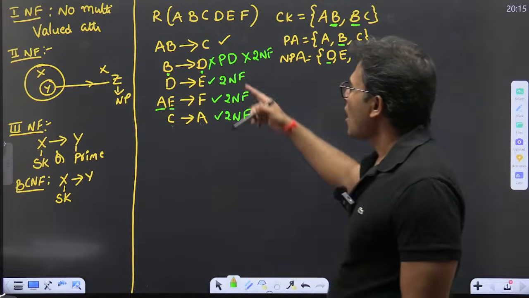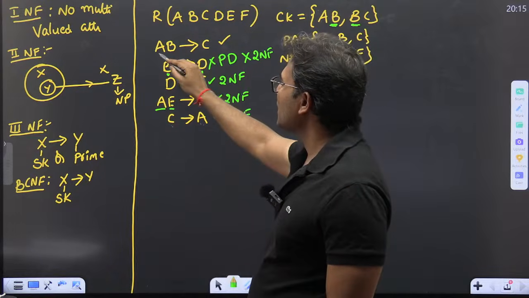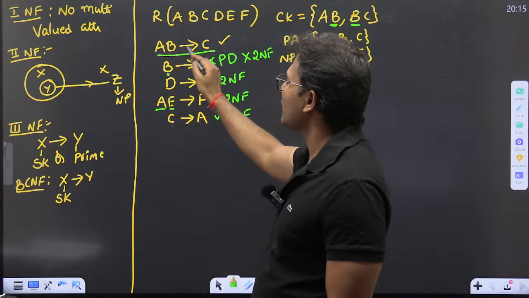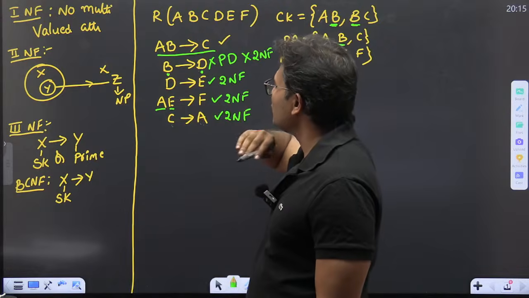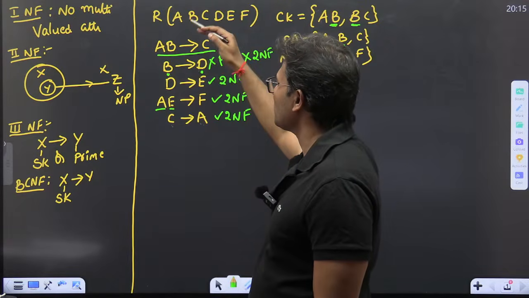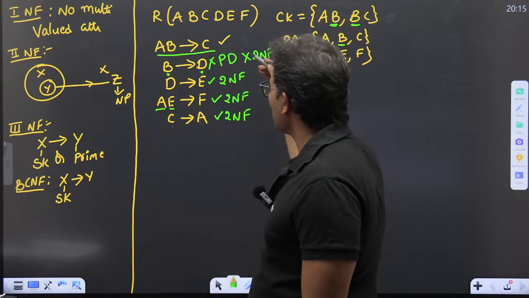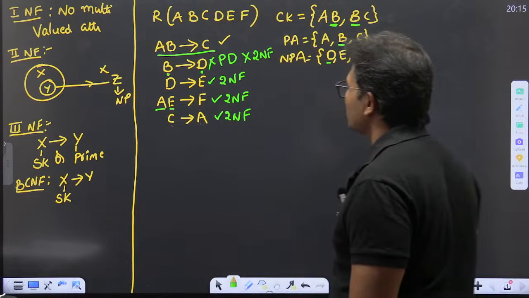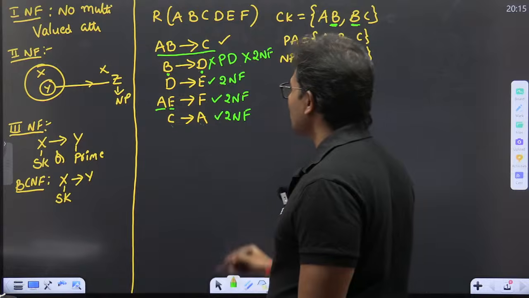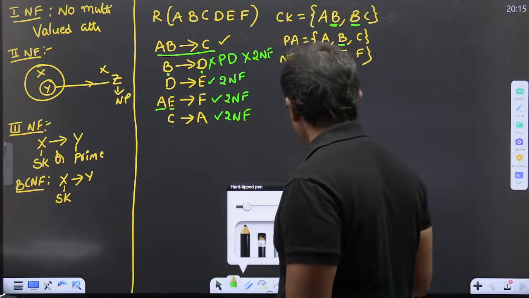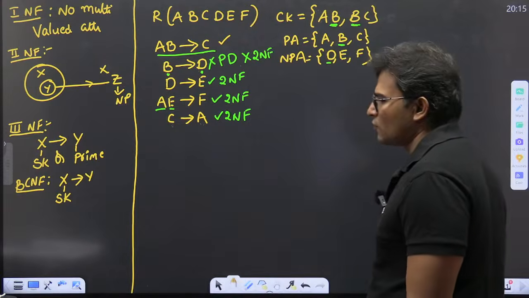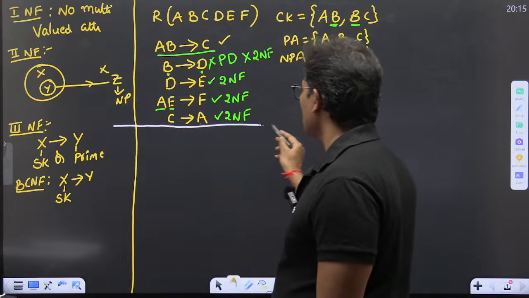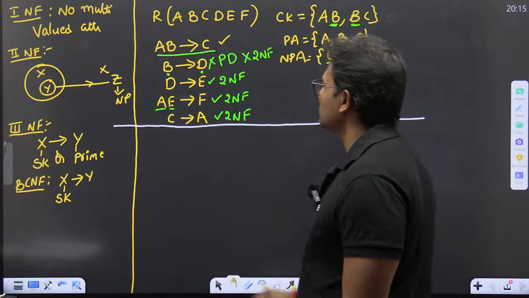So out of all the FDs, this one is in the highest normal form. This is in BCNF, which means it will be in second, third, everywhere. Whenever the left-hand side is a super key, you don't have to think about it. It will be in the highest normal form. Now for the remaining, one is not in second normal form and the remaining are in second normal form, right? Now for the same example, let us see third normal form.